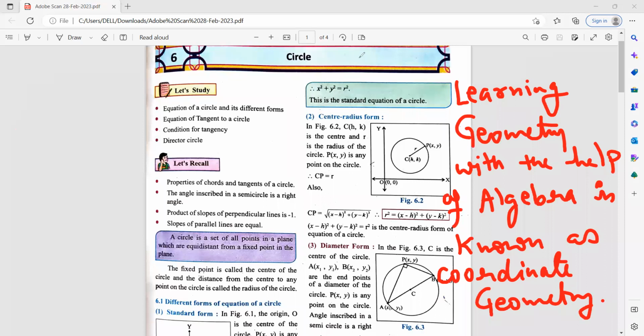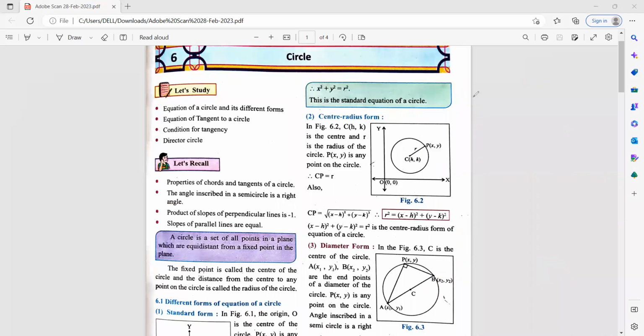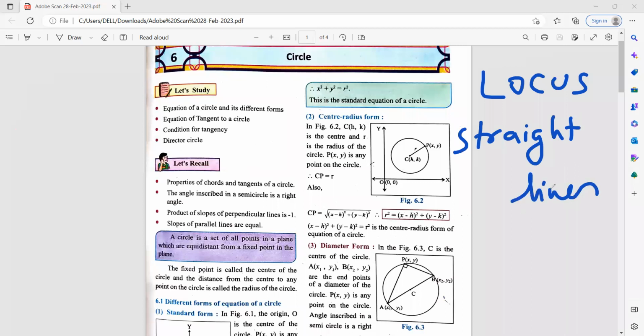So what is coordinate geometry? Very simple. When you are learning geometry, you are taking help of algebra. With the help of algebra, you are learning geometry. So you will call that coordinate geometry. Okay. So let us study, students. We have already done topics like locus, and straight lines. Now we are going to start with the topic circle.